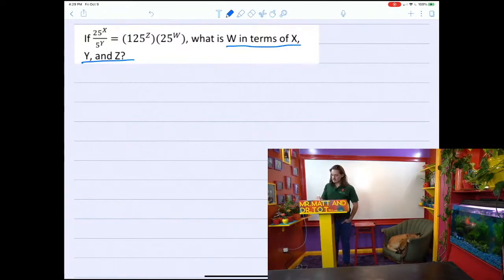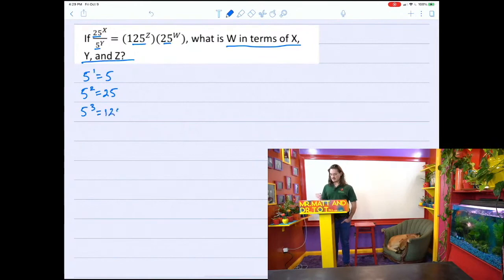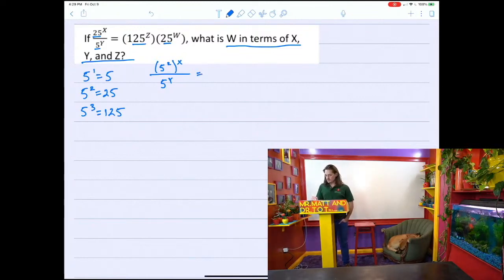We don't have common bases, but they all are exponentiations of 5. Notice that 5 to the first power is 5, 5 squared is 25, 5 cubed is 125, and that's all we have. So we can substitute values in. Instead of 25, I'm going to write 5 squared, and then that's raised to the x power divided by 5 to the y power. We don't have to change that, we already have a base of 5. That's equal to 125. Instead of 125, I'm going to write 5 cubed raised to the z power. And instead of 25, I'm going to write 5 squared raised to the w power.